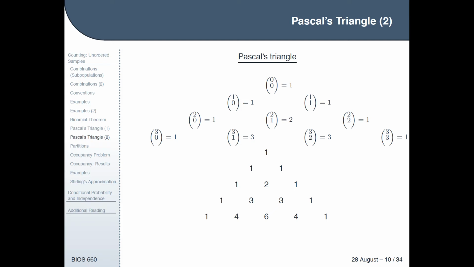What the theorem on the previous slide tells you is that if you create this triangle like this, then the sides of the triangle are all equal to 1. Anything that's not on the side of the triangle is equal to the sum of the two numbers above it. For example, 2 is equal to 1 plus 1, 3 is equal to 1 plus 2, 4 is equal to 1 plus 3, 6 is equal to 3 plus 3, etc., etc.